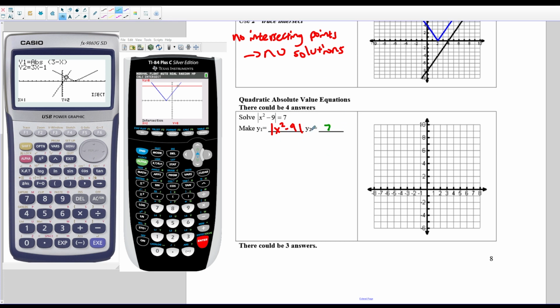Now, of course, because I want you guys to get some drawing practice here, let's go ahead and do this by hand first. So for our absolute value function here, we know that we're going to have both a positive case and a negative case. So let's start off with a positive case. Y is equal to x squared minus 9.